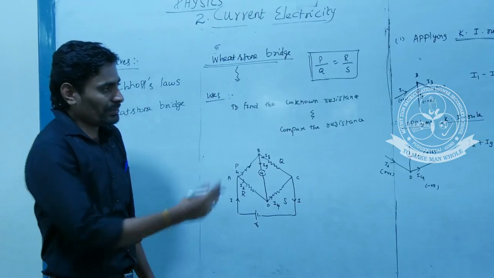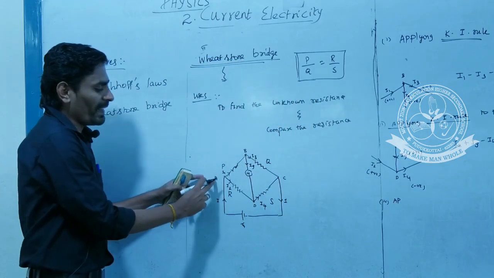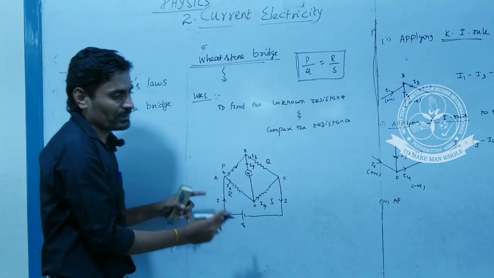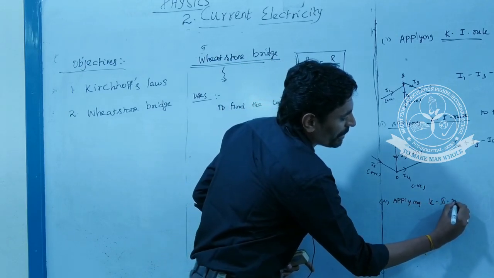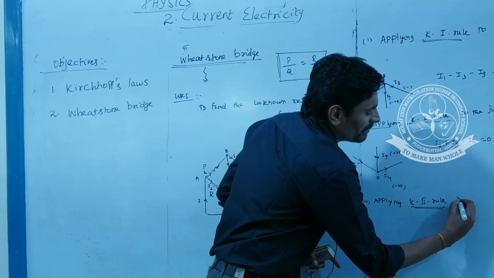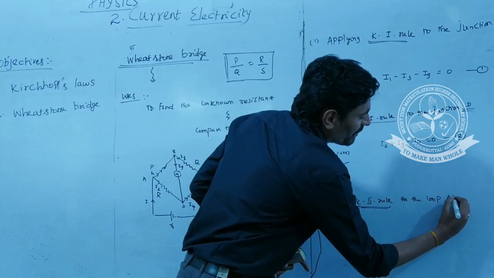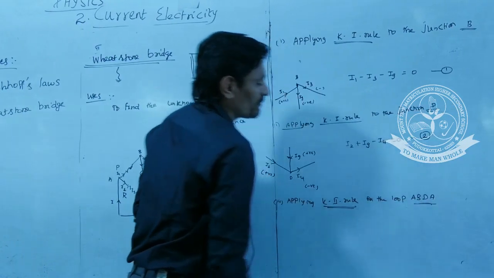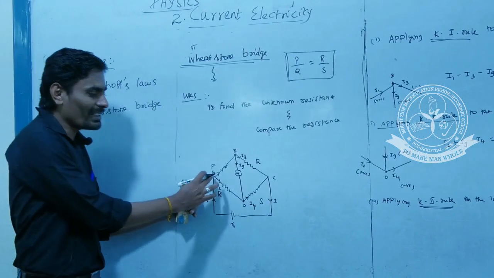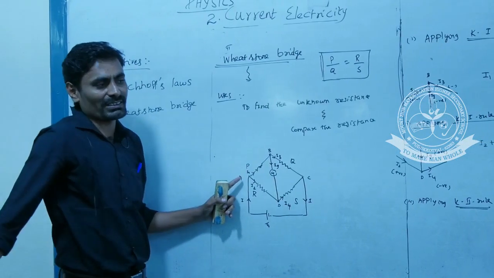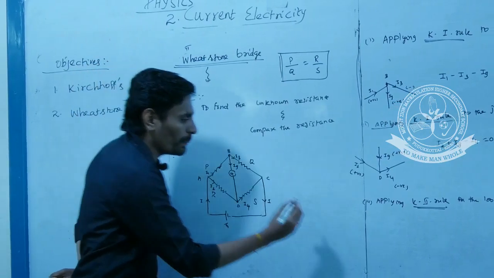Then we go to loop A, B, D, A. Applying Kirchhoff's second rule, that means the voltage rule, to the loop A, B, D, A. Kirchhoff's second rule consists of two components: current and resistance, the product of current and resistance. So it can be written as current and resistance, that means I1 and P for the loop ABDA.